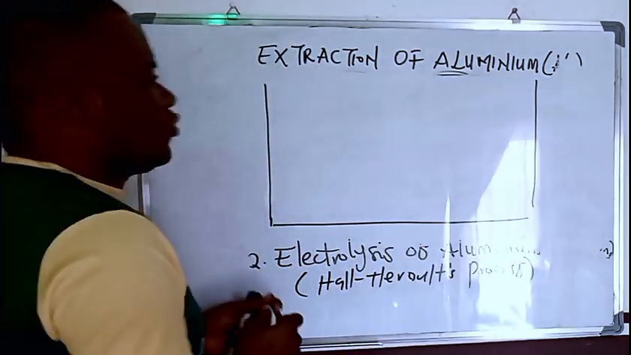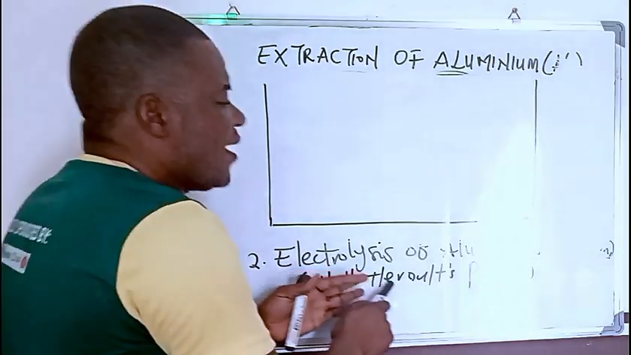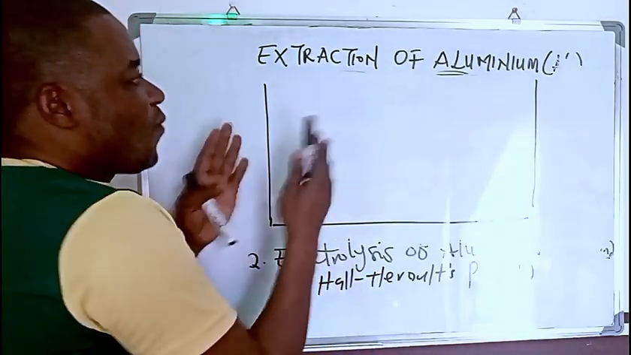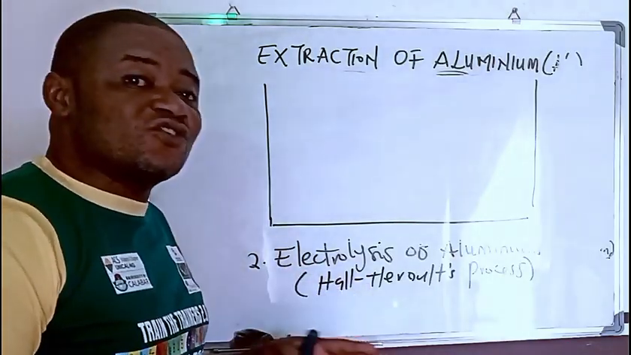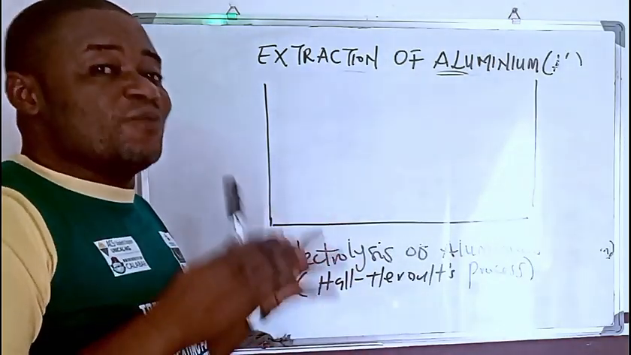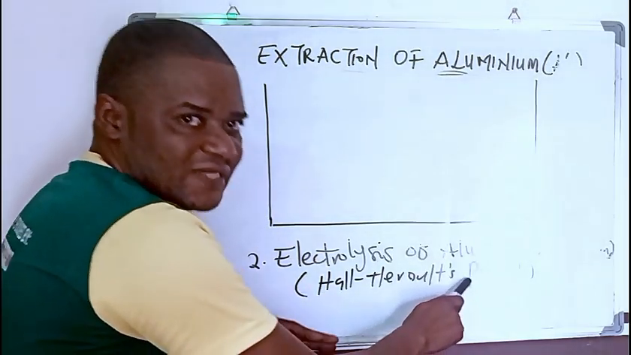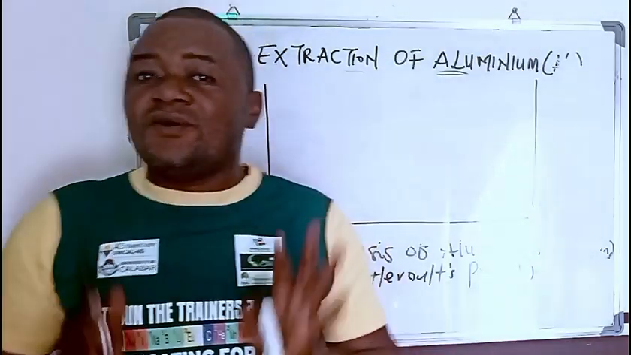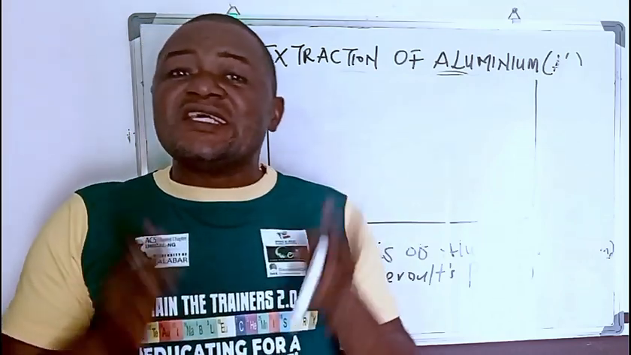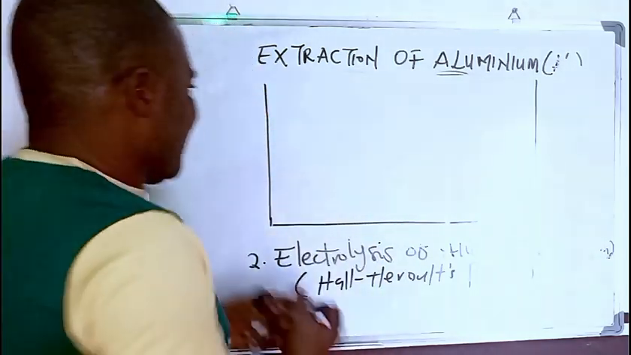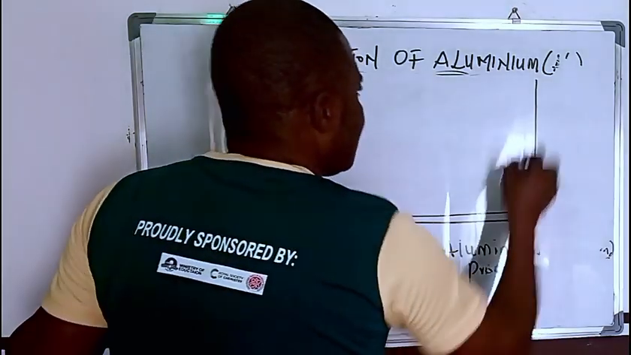Okay, now I must let us know that the electrolysis of alumina makes use of what you call the Hall-Heroult process. So what we are trying to put up here right now as the electrolytic process for the extraction of aluminium from alumina is called the Hall-Heroult process. So anytime anybody asks you to discuss the Hall-Heroult process, they are asking you to discuss the extraction of aluminium using the electrolytic process. Okay, so here we have this, and this is the steel cell.